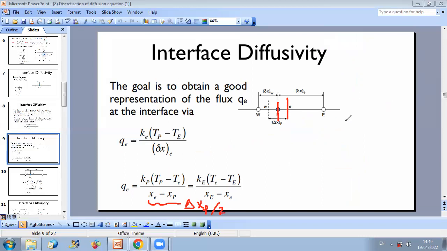And since it's equal to the flux going from the east face towards point E, you can write it in another way. You can say that this flux can be written as K at point E times T at the east face minus T_E at the midpoint of the control volume over the difference between X_E and X of the east face. Okay? And this is delta X east over 2.